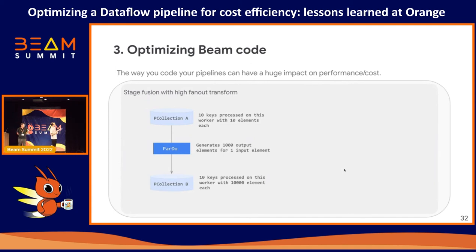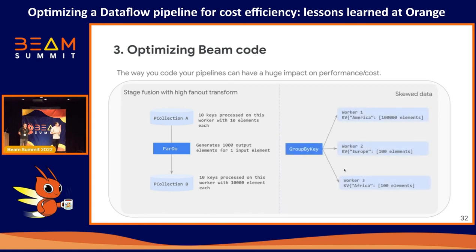So for instance, on this one, imagine that you have a PCollection with 10 keys processed on one worker. And let's say each key has 10 elements. But then you have this ParDo here, this PTransform, that generates 1,000 elements as an output for each one element in an input, where you're going to end up with 10 keys that have each 10,000 elements. And maybe at this point, you don't want it to run on the same worker. You want to reshuffle stuff so that your data is used on more workers. So, in this case, use the Reshuffle transform. So you make sure that you're breaking stage fusion and you're shuffling your data.